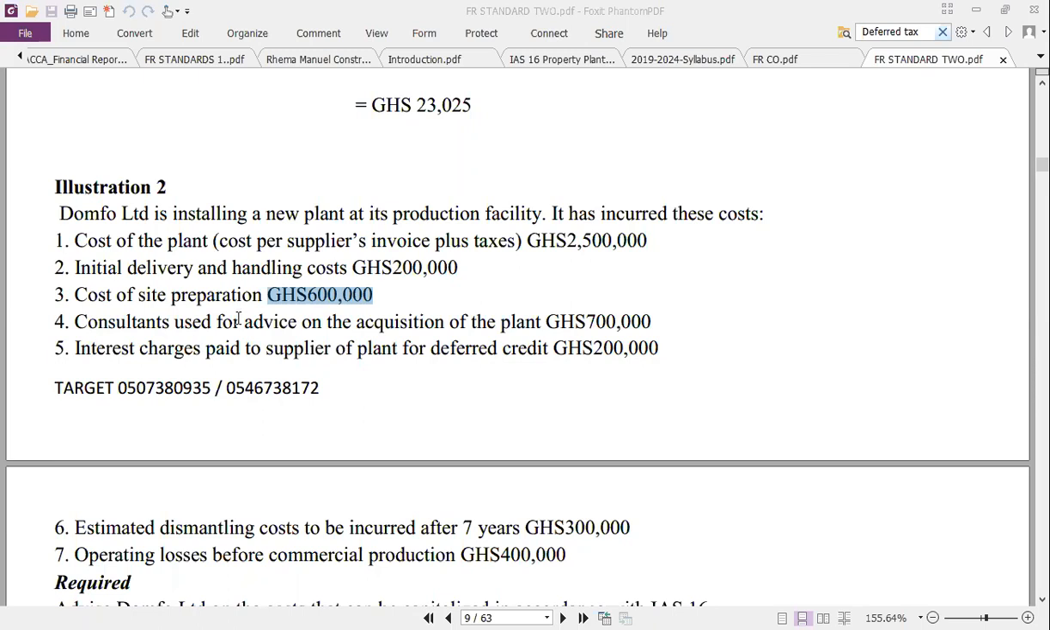Why? Because the asset was already available and ready. In fact, the interest on the overdue debt is a finance cost. It must be a finance cost instead of the cost of the asset.